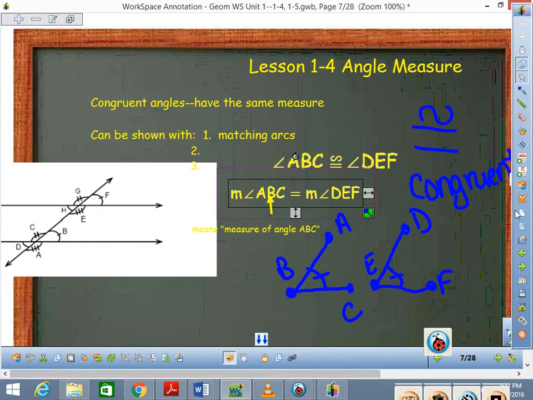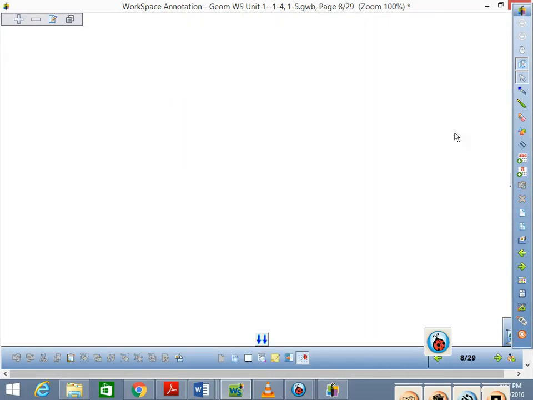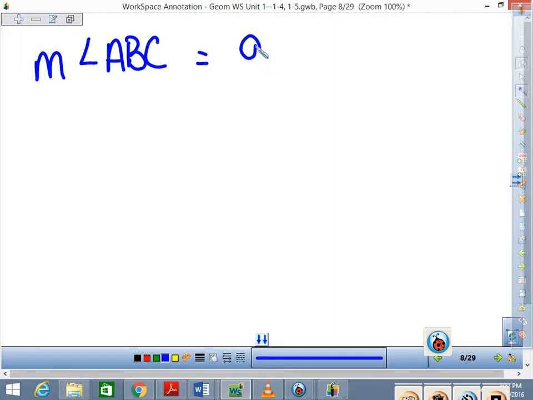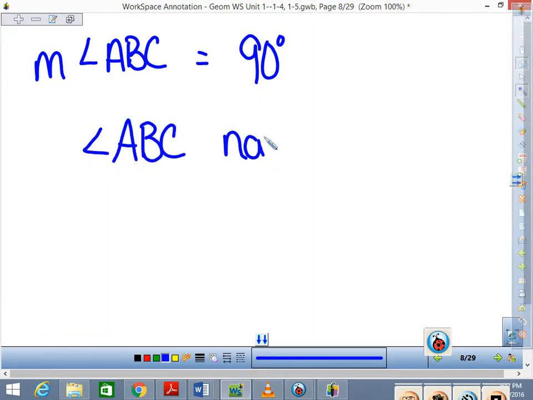And one thing that we definitely need to pay attention to and definitely need to talk about is when you have measurements, we are talking about actual degrees. So if we say that the measure of angle ABC is 90 degrees, that's a degree. But if we're talking about angle ABC, this is a name. So the difference is the M in front; M means measure of.